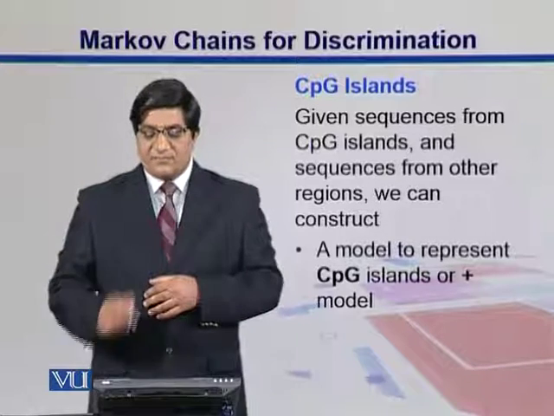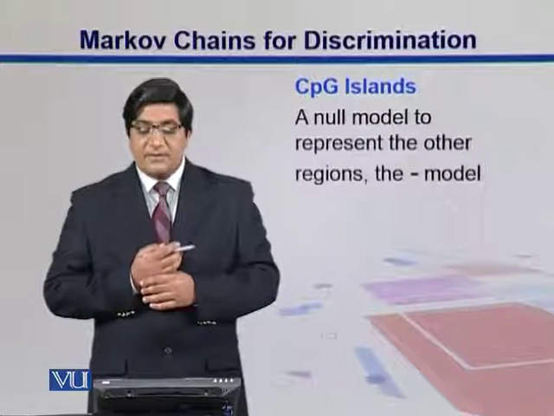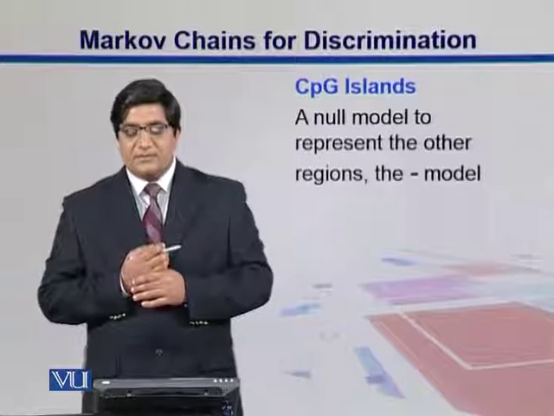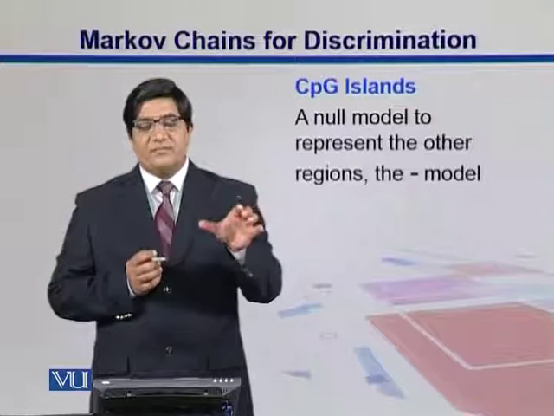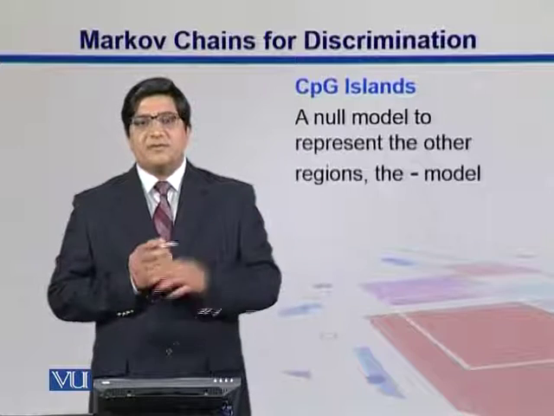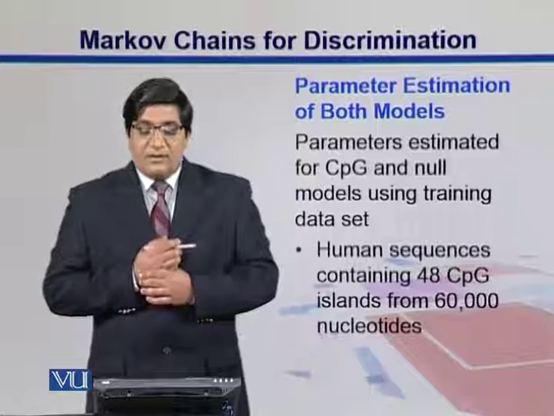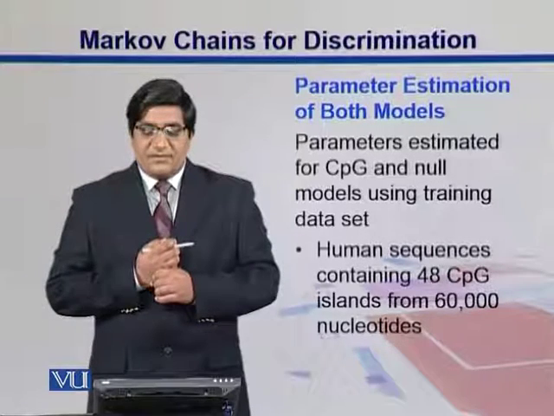So the model we make here for CpG islands, we call it a plus model. We can also have an alternative or null model to compare, where we get the sequences coming from non-CpG regions. So that is a negative model. We calculate the parameters for both of them.